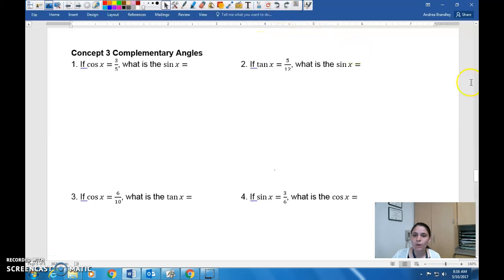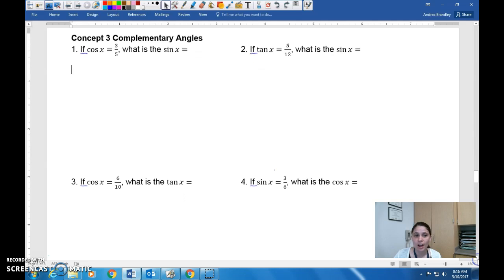Alright, so this video kind of has two purposes. One purpose is to talk about complementary angles in regards to trig functions, and the other is to be able to find a trig function when given another ratio. So if I know the cosine of x, can I find the sine of x? So I'm going to start there.